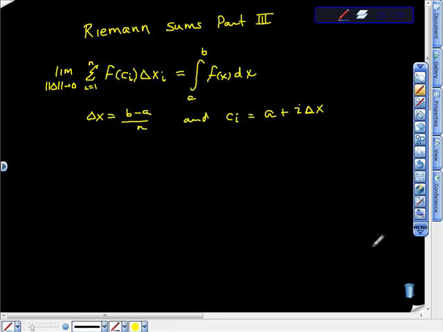Riemann sums part 3. Just a quick reminder that this is our discovery here. We said that the limit as the norm of the partition approaches 0, that is to say the base of the biggest rectangle is closer and closer to 0, of the summation of f of ci times delta x as i goes from 1 to n is actually the same as the definite integral from a to b of f of x dx, and then it's some definition of how we got all of our stuff.